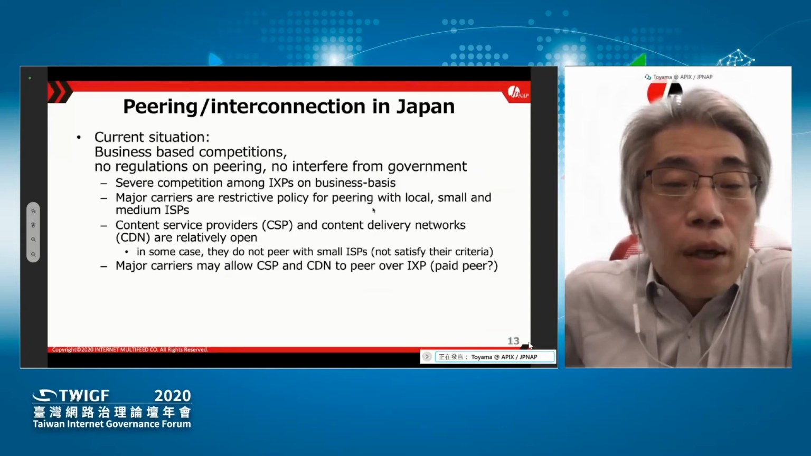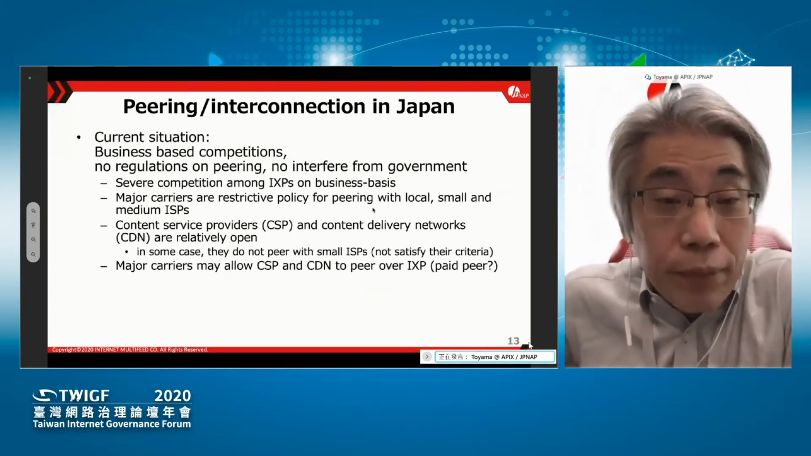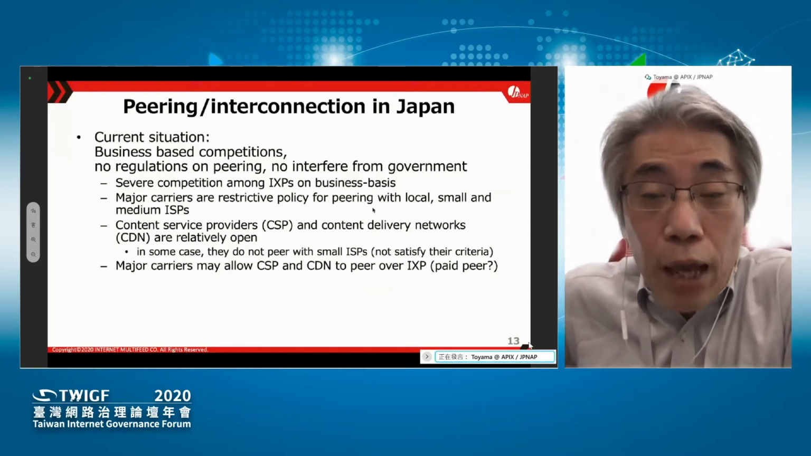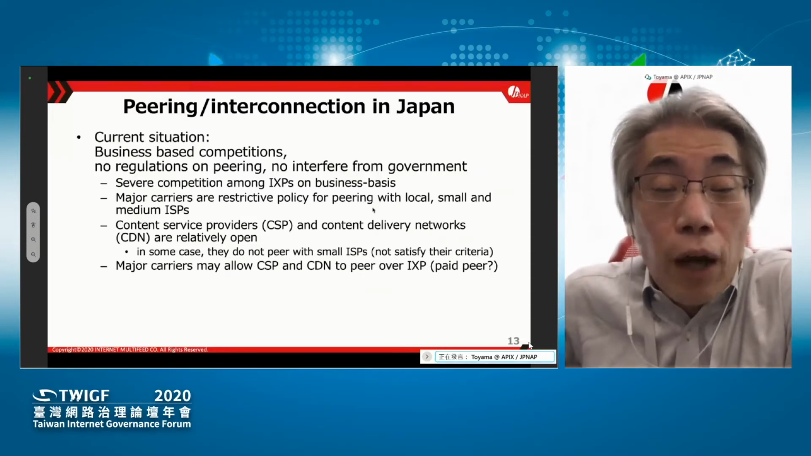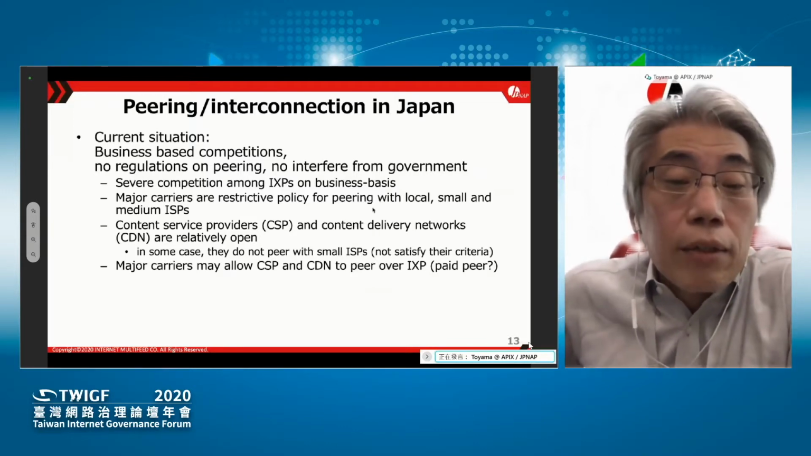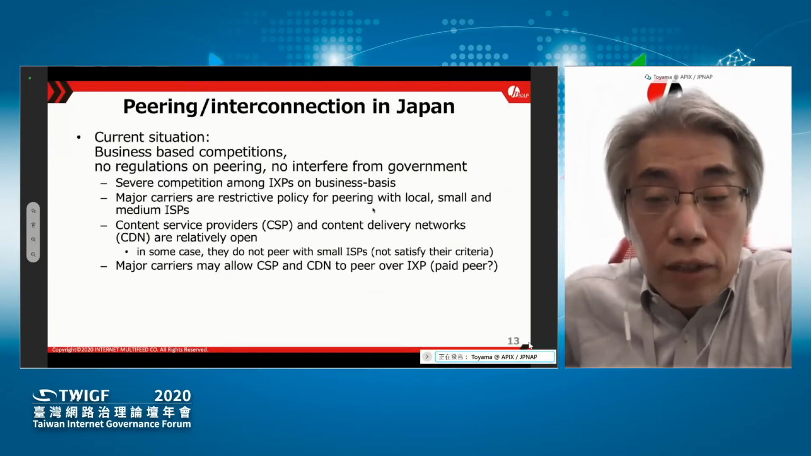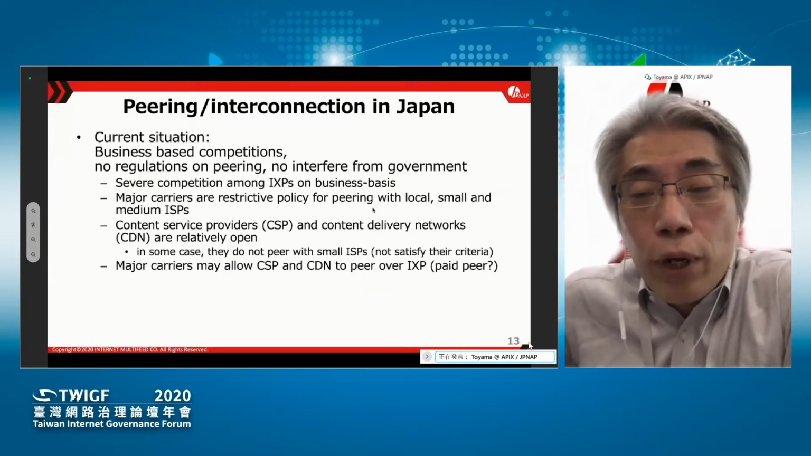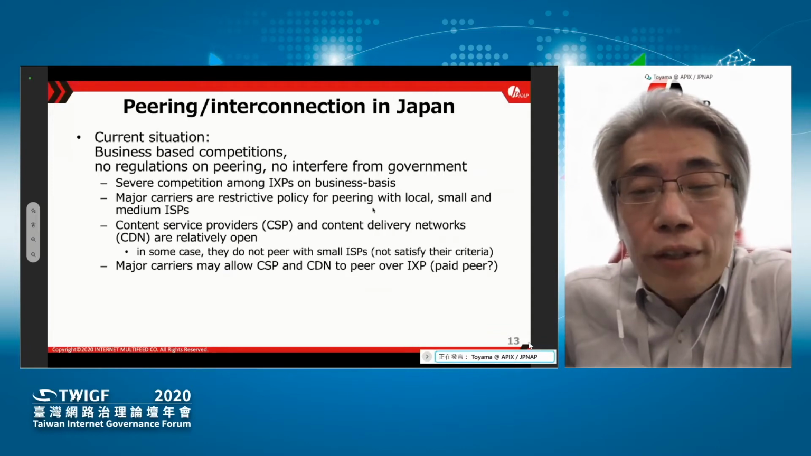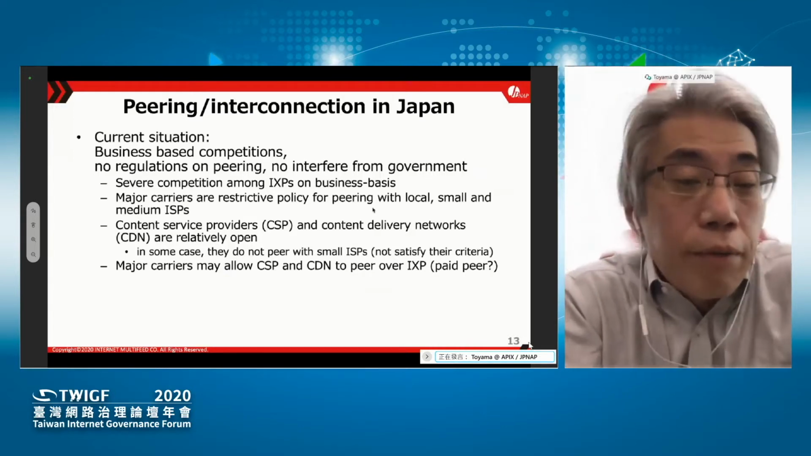And of course, with regard to peering policy, the major carriers have very restrictive policies for peering with local and small ISPs. They are connected to the internet exchanges, but rarely peer with smaller ISPs. Content service providers and content delivery networks, so CSP and CDN, are relatively open, and they are connected to internet exchanges. But sometimes they do not peer with smaller ISPs which do not satisfy the criteria, like traffic to content providers of more than 3 gig. If it is less than 3 gig, they do not peer. It's such a criteria they have, and sometimes they don't peer, but relatively they are open.